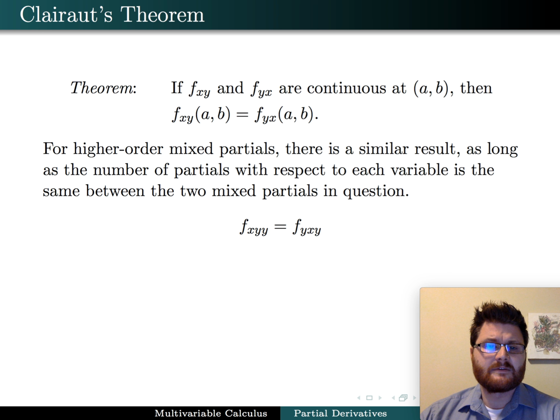So, for instance, if these two partial derivatives are continuous at some point, then they'll be equal because they each involve one partial with respect to x and two partials with respect to y, whereas these two will not necessarily be equal because they involve different numbers of partial derivatives of x and y between the two of them.